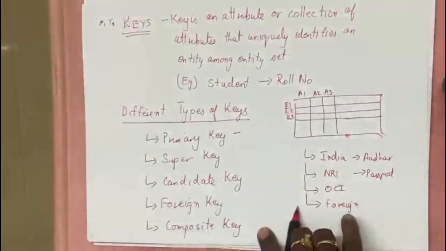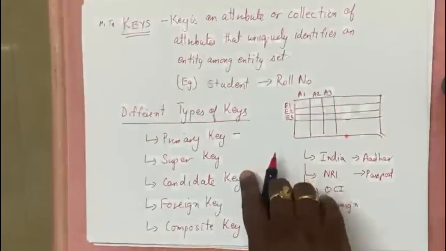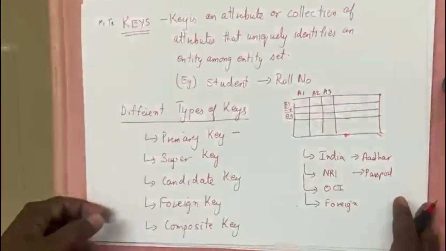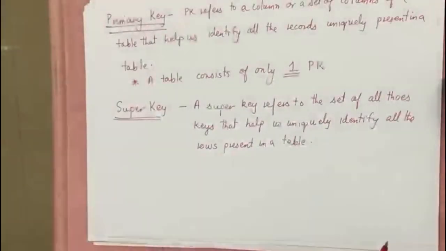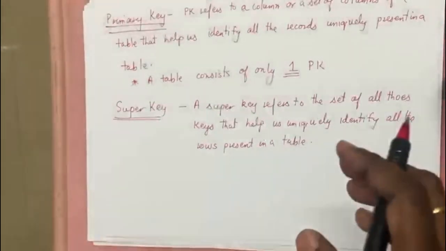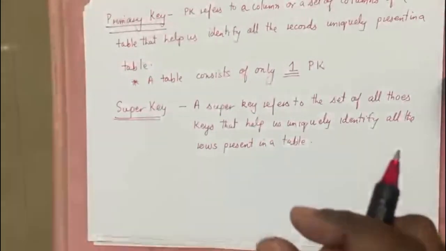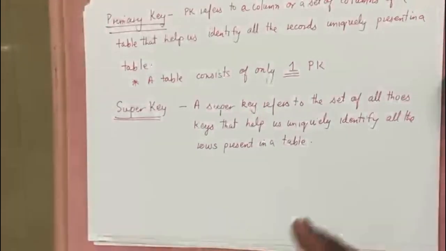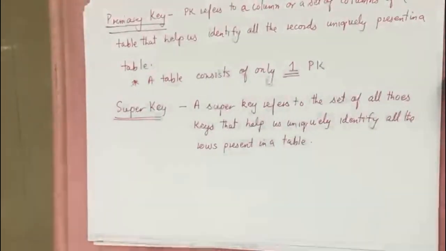So the keys that we are going to see today are primary key, super key, candidate key, foreign key, and composite key. Primary key refers to a column or a set of columns of a table that helps us to identify all the records uniquely present in the table. Mostly we say primary key is a single attribute value, but on the other hand, the same goes for your super key. Only thing is that I can combine multiple attributes to actually use it.